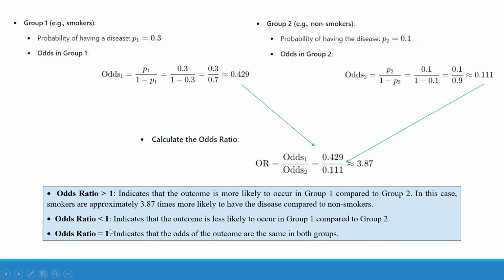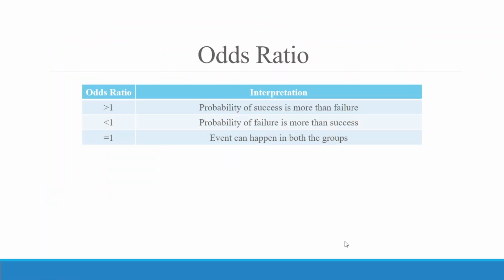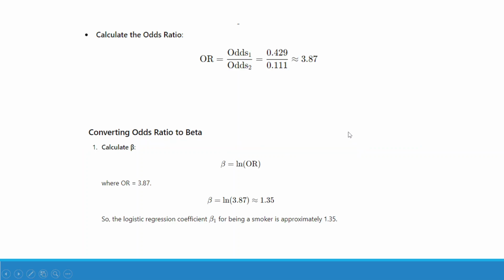Odds ratio less than 1. If this ratio was less than 1, it indicates that the outcome is less likely to occur in group 1 compared to group 2. Odds ratio equal to 1 indicates that the odds of the outcome are same in both the groups. So the odds ratio and its interpretation: if odds ratio is greater than 1, probability of success is more than the failure. If it's less, probability of failure is more than the success. If it is equal, event can happen in both the groups.